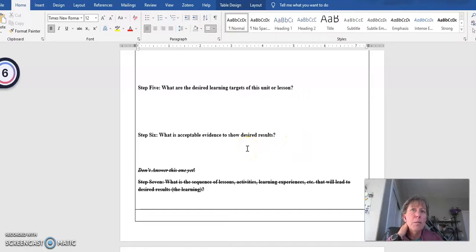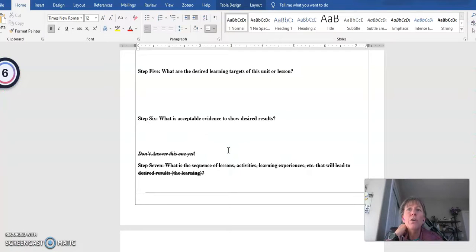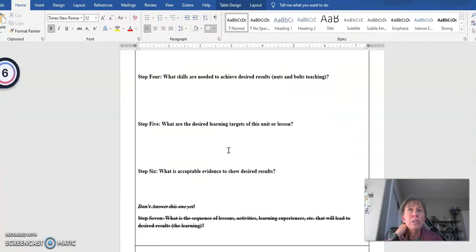And then what is acceptable evidence to show for your desired results, meaning what evidence are you going to collect from students that they met your targets. So those are the steps that you're going to use to plan this lesson.